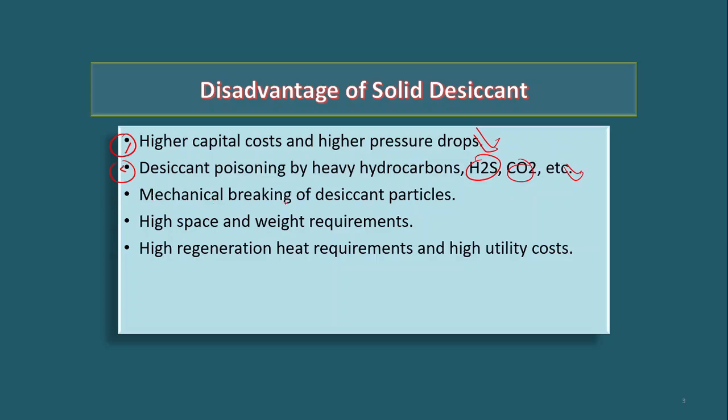Third, mechanical breaking of the desiccant particles is possible because it is a solid, because of the high pressure and continuous flow. These are the chances. Fourth is the high space and weight requirement for the solid desiccant. Obviously, it is much heavier compared to the liquid desiccant. Then there is a high regeneration heat requirement and high utility cost. For the regeneration, we need a huge amount of heat, and the utility is also required. So this is all about the advantages and disadvantages of the solid desiccant.